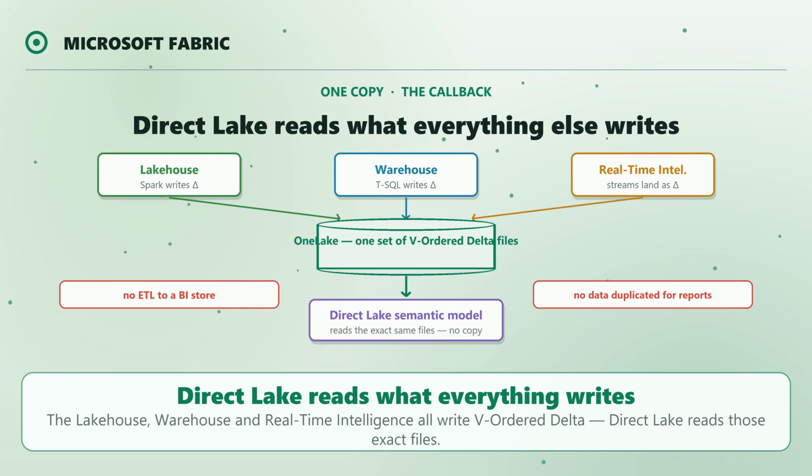Now here's the payoff. DirectLake reads those exact same files. Not a copy of them, not an export, not a nightly extract into some separate BI database. The very same Delta files your Spark jobs and T-SQL and streams just wrote. So there's no ETL to a BI store and no data duplicated for reporting. The moment your pipeline writes a table, your DirectLake report can see it. That's the whole promise of OneLake made concrete. One copy of the data and every engine, engineering, warehousing, real-time, and now BI, working off it. This is why DirectLake couldn't have existed before Fabric.